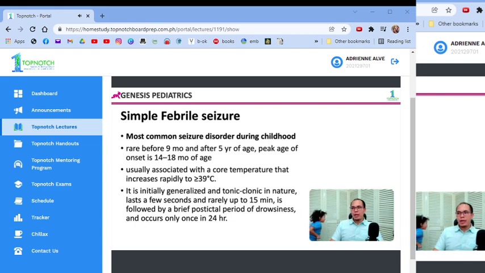So the advice of the societies, the recommendation, would still be to give your paracetamol PRN. Okay, PRN, as needed. The age group is very important. It's rare before 9 months and after 5 years of age. So if you have a patient developing febrile seizures in less than 9 months, then you have to be wary.